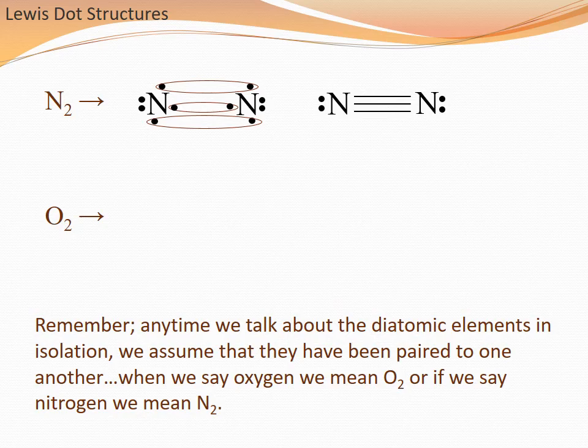For oxygen, I will start by drawing an O. I will draw in my 6 dots, again strategically placed so the lone electrons will face the other oxygen. And I will do the same thing with my second oxygen.